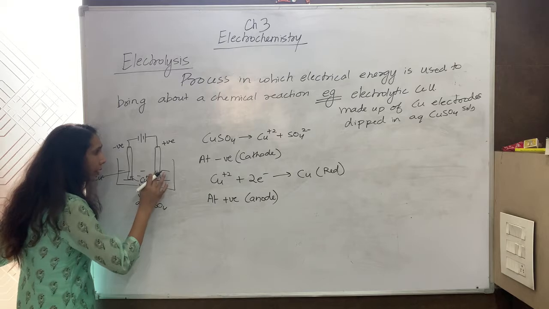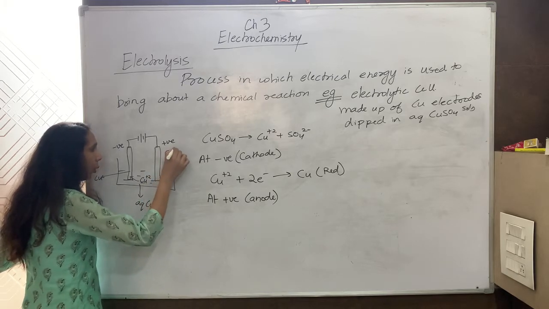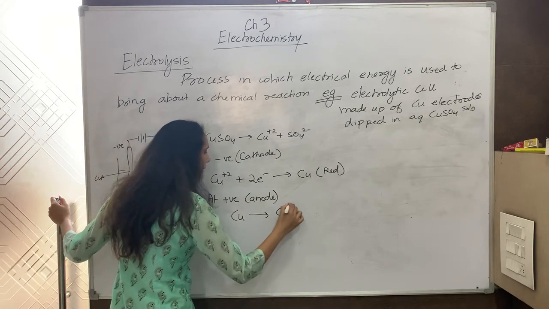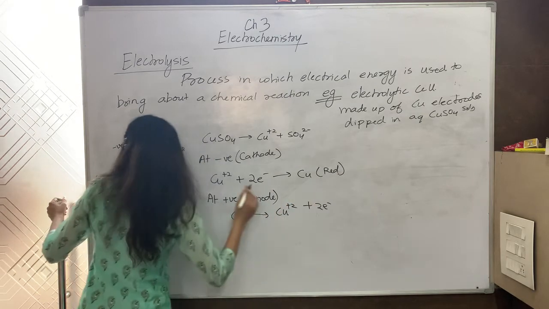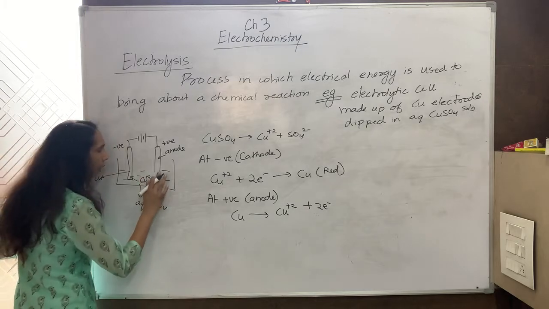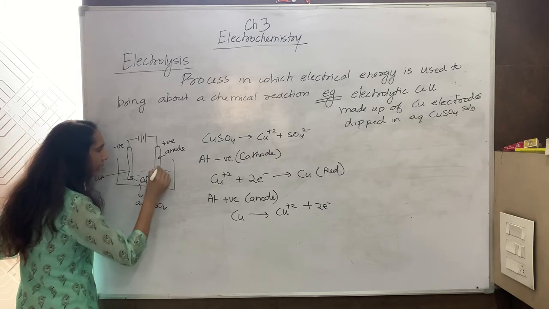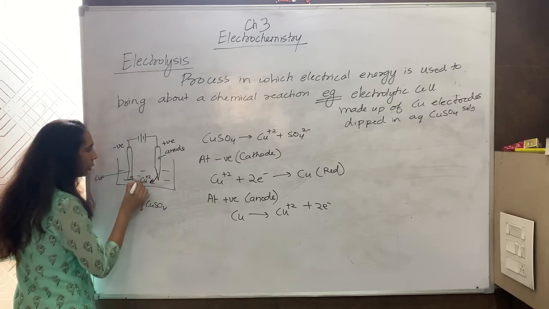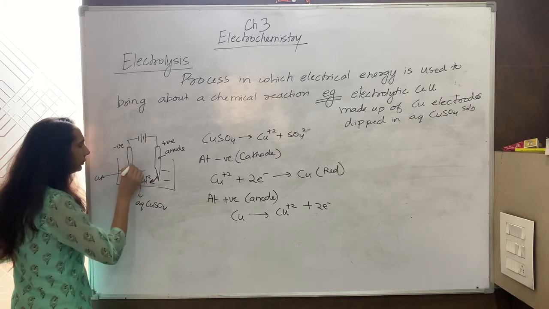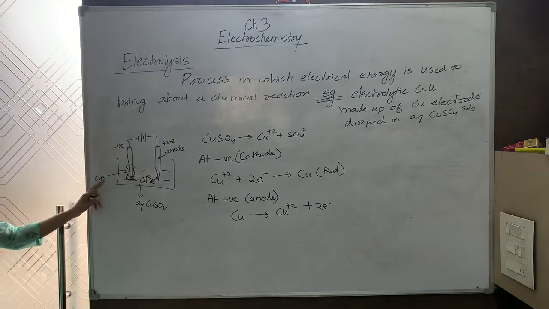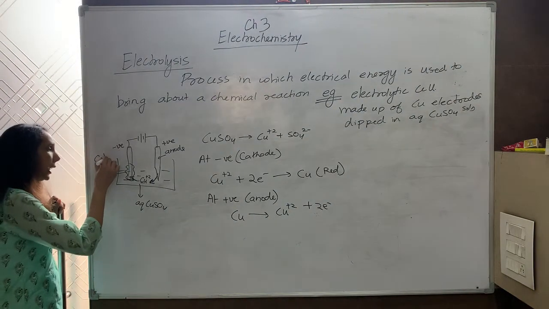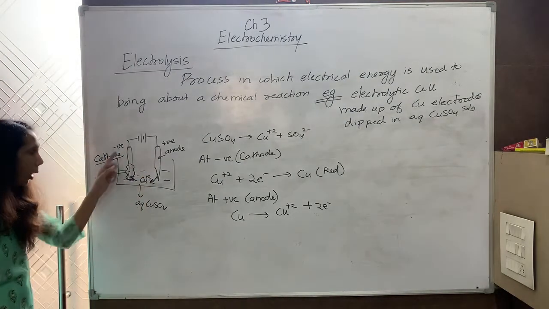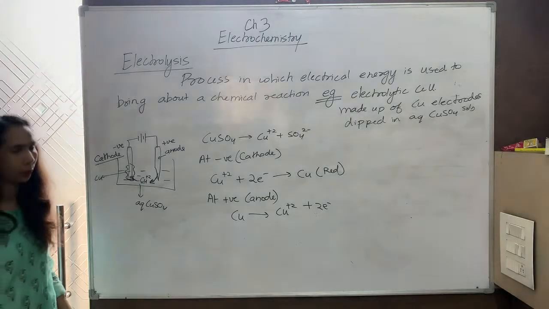This rod which acts as the anode is your copper rod. Copper will undergo oxidation. So what will happen? This rod will slowly become thin and copper will come into the solution from here, and from the solution copper will deposit here. So this rod will become thick. The cathode will become thick and the anode will become thin. The whole of the copper will slowly deposit on the cathode.